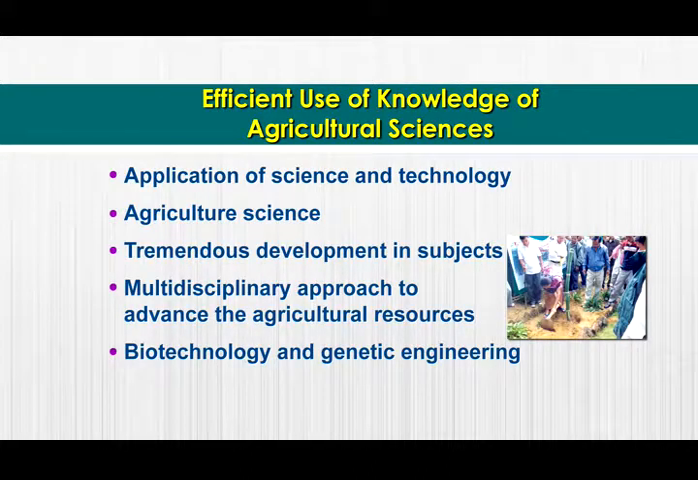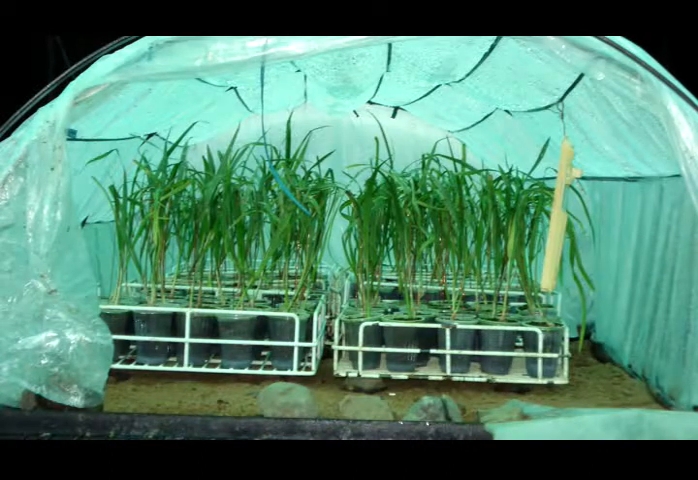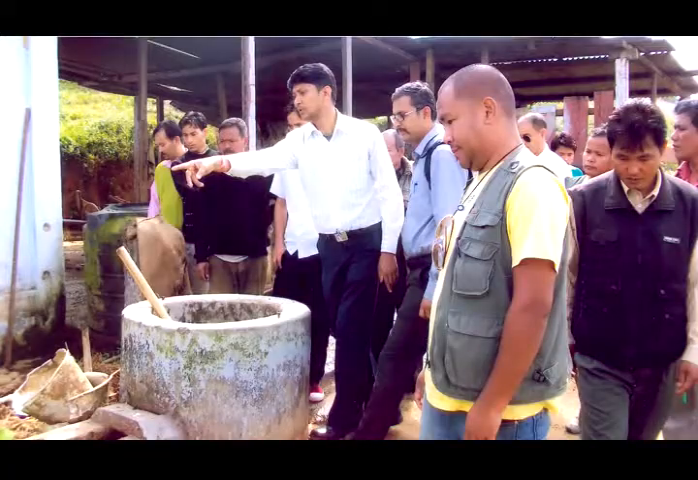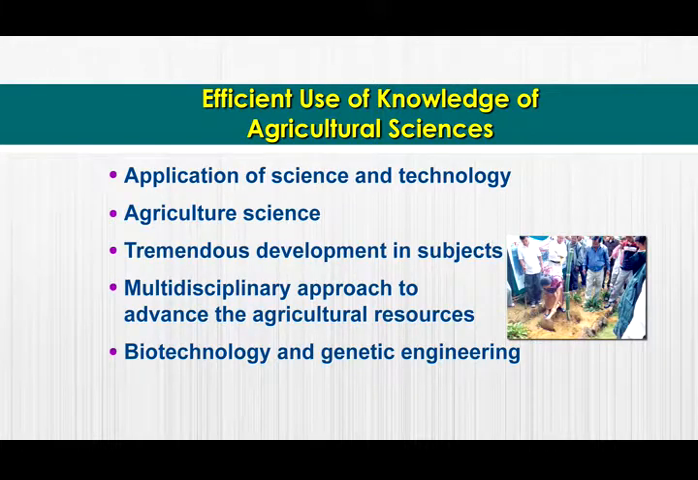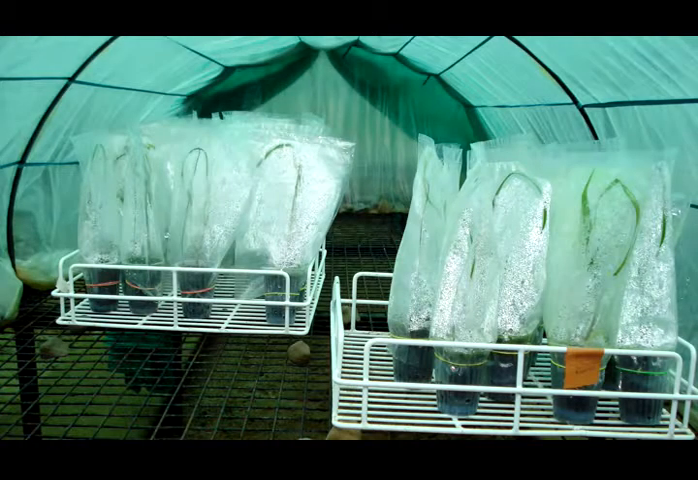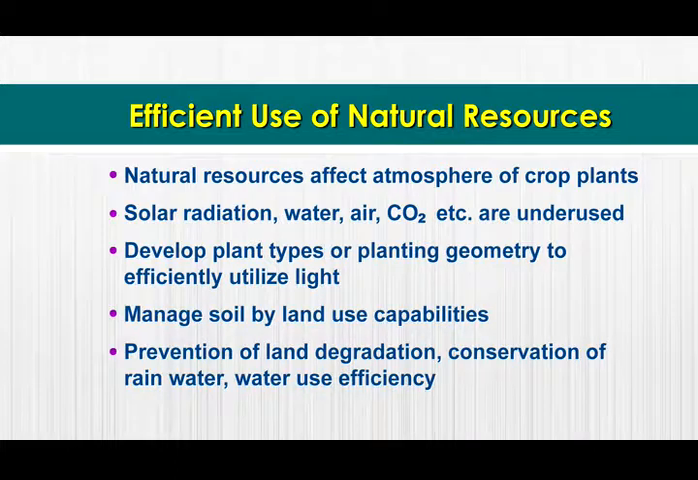Next scope is the efficient use of the knowledge of agriculture sciences. The use of science and technology has enhanced our productivity. Agriculture science as a knowledge has been derived from biology, physics, chemistry, economics, social sciences, geography, geology, agrometeorology and engineering. So there is a tremendous scope to apply knowledge of these subjects in agriculture sciences, and we can increase our productivity. What is required? We have to have good coordination, a multidisciplinary approach to advance the agriculture resources, so that we can increase the productivity. We can use biotechnology and genetic engineering, so that our crop varieties can be improved with the desired characters.